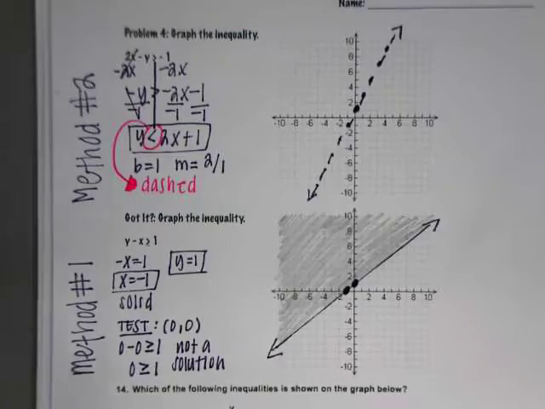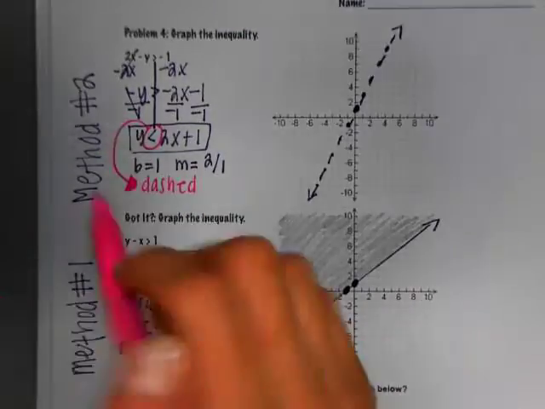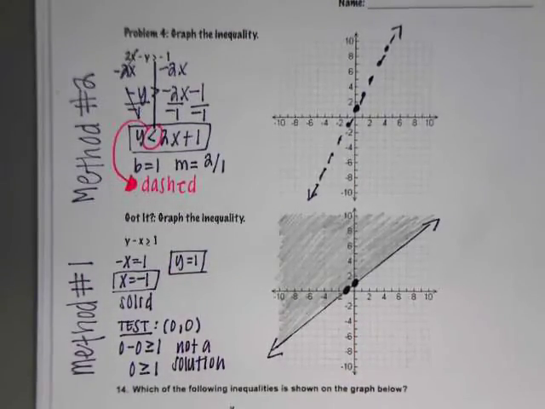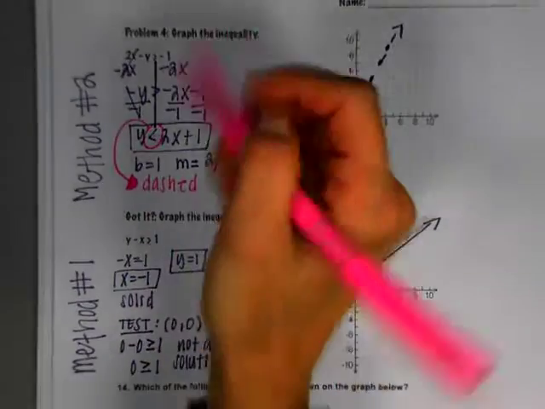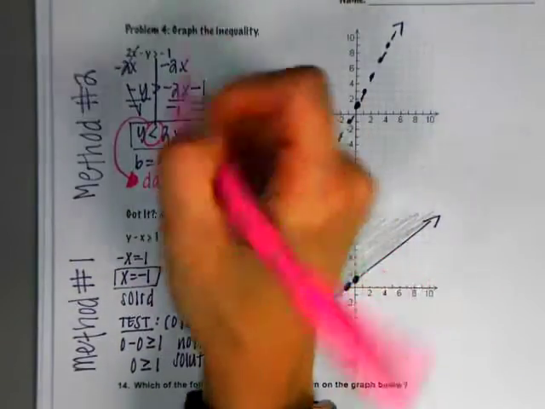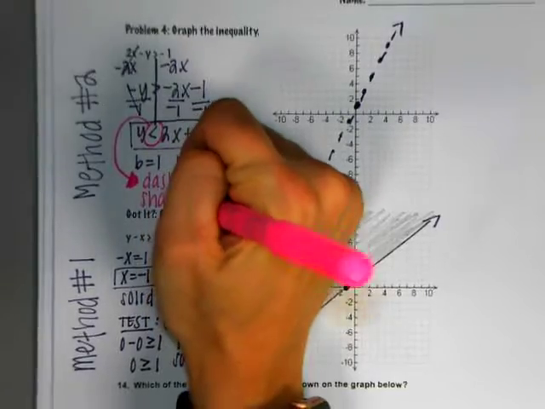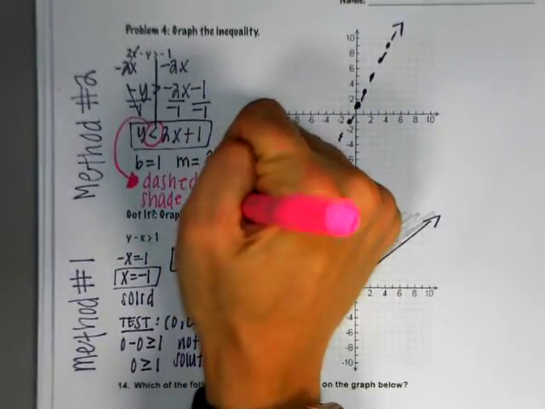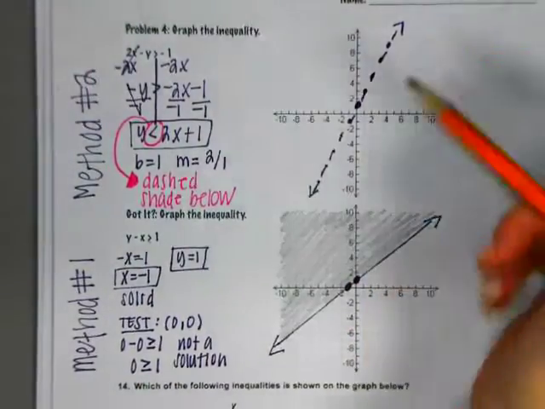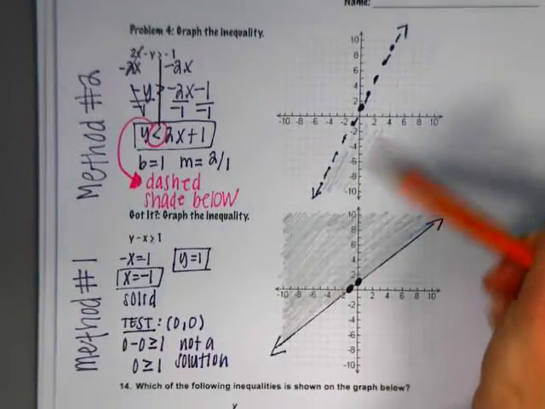And then the trick for shading is if it is a greater than sign, you shade above the line. If it's a less than sign, you shade below the line. So which one would you shade here, above or below? So below the line is going to be down here. So that's the side of the line.